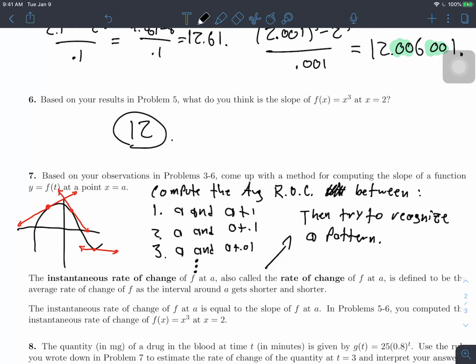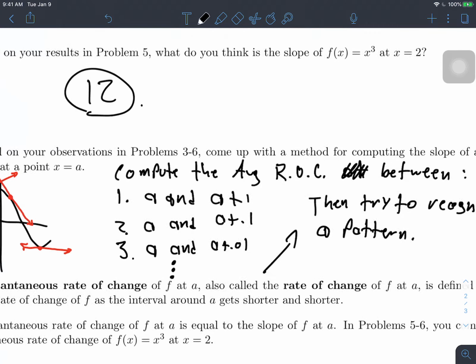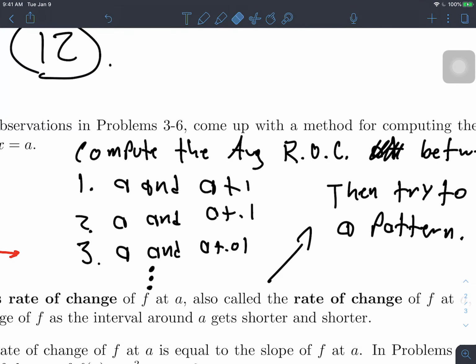What does it say, a and a plus 1? Oh, that's what that is supposed to say. Sorry, I should make my pluses a little bit more neat.